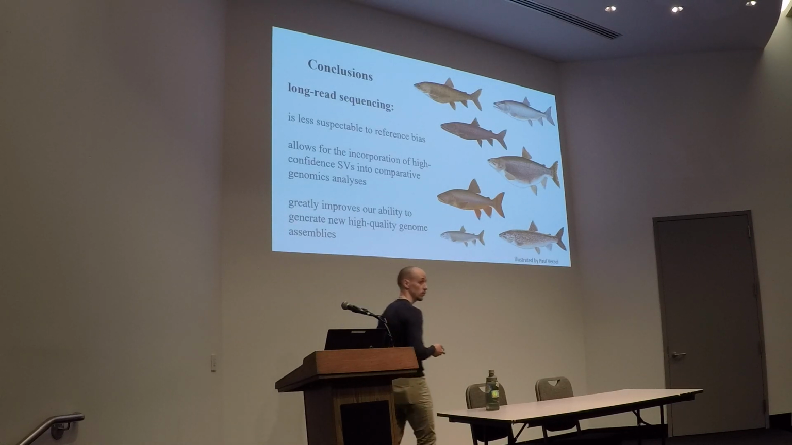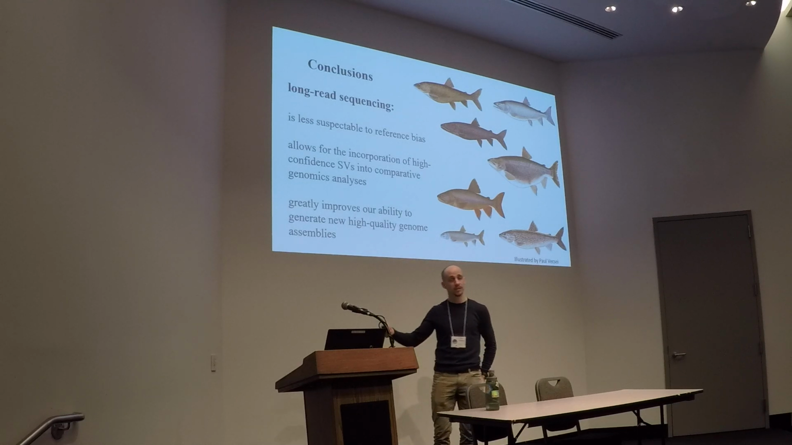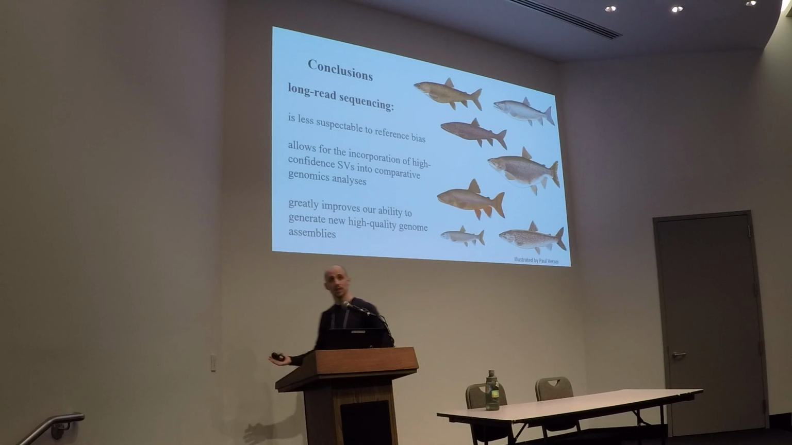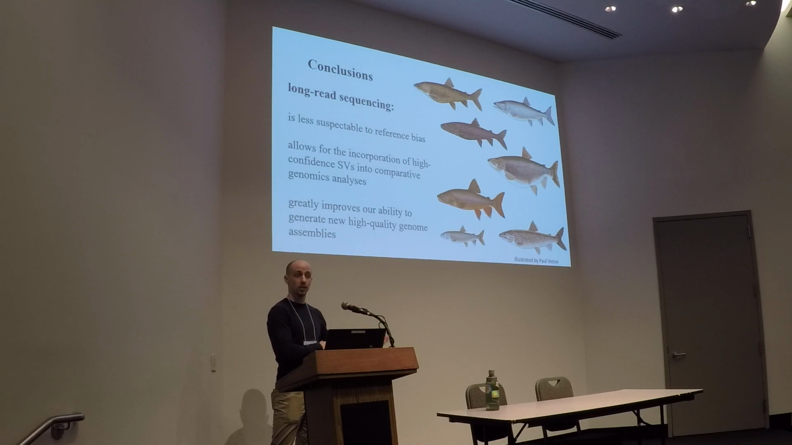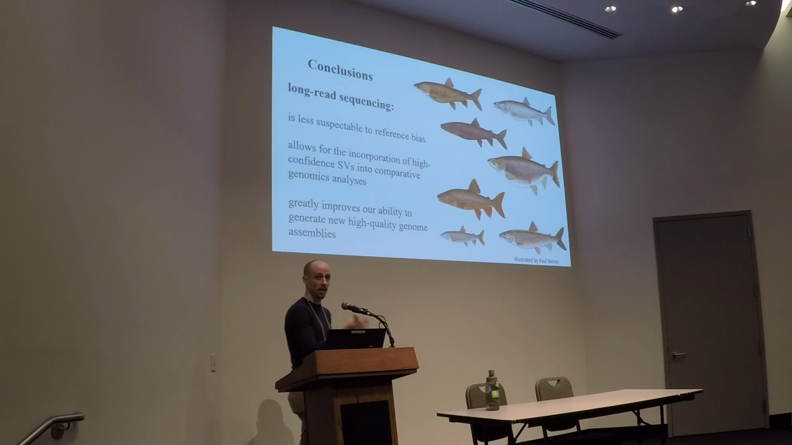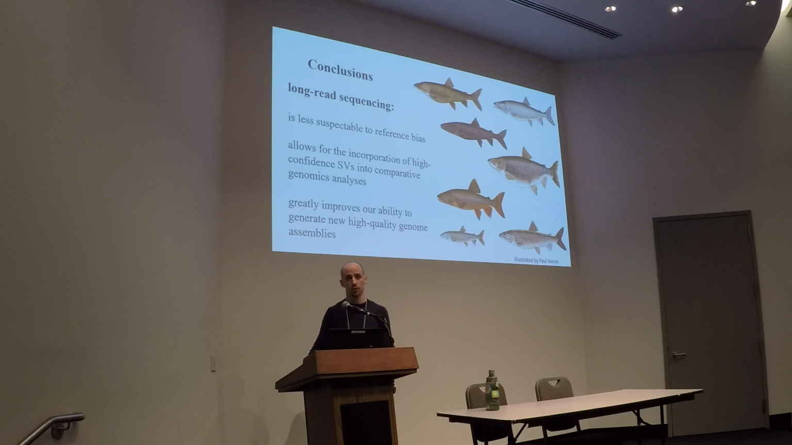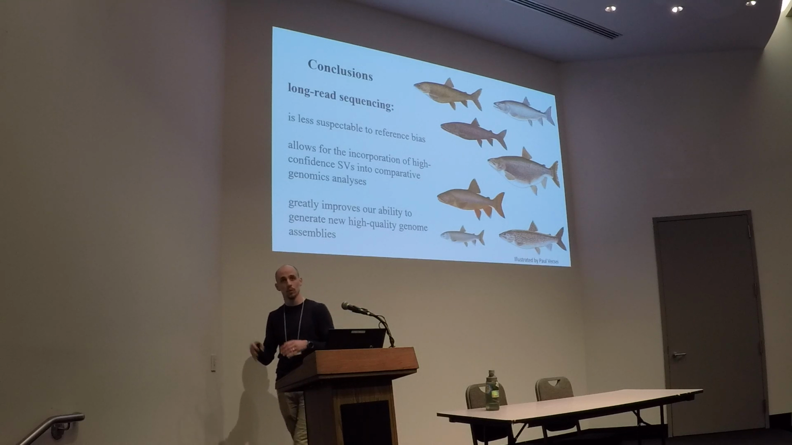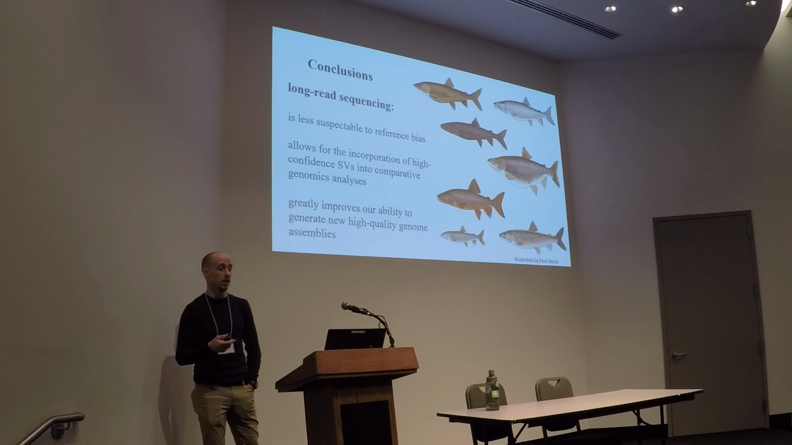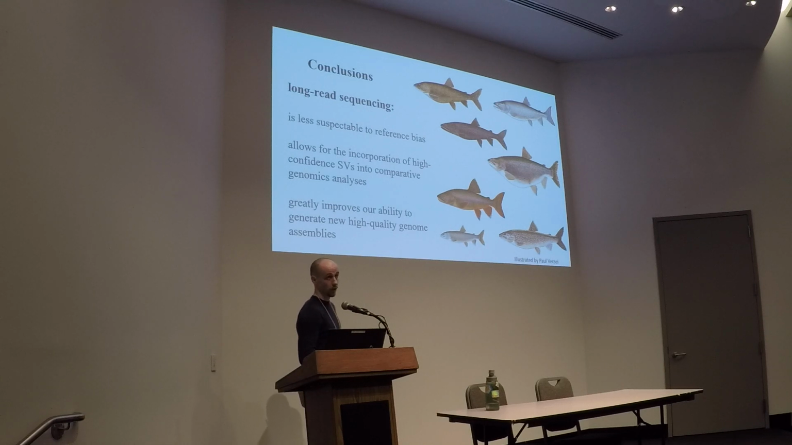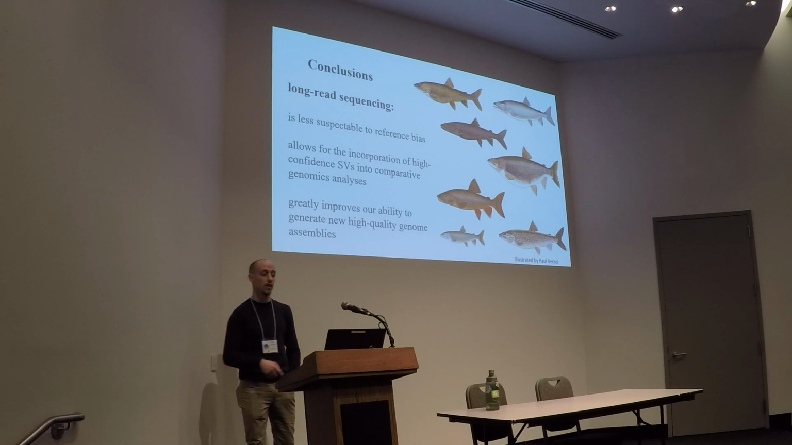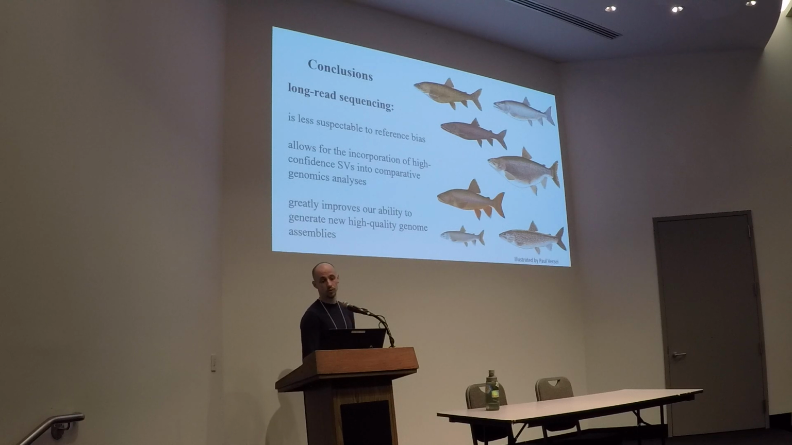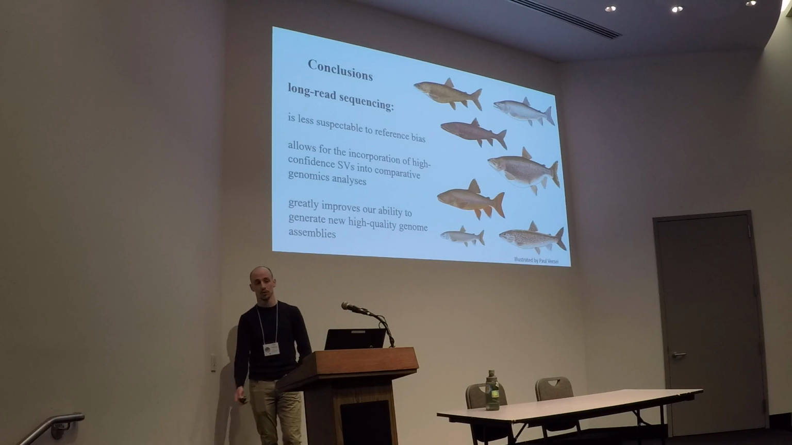Long-read sequences are less susceptible to what's called reference bias. And reference bias is simply when comparisons between genomes are limited or biased based on whichever individual was used to make the reference genome. So, for example, those reads that were mapped poorly would have been excluded from many analyses. And then also, long reads allow for the incorporation of structural variations, which hopefully I've convinced you are biologically important into conservation type work. And then they also greatly improve our ability to assemble nice chromosome-level genomes.